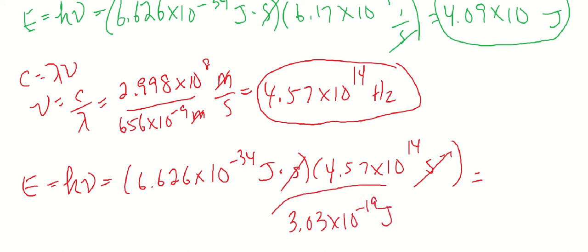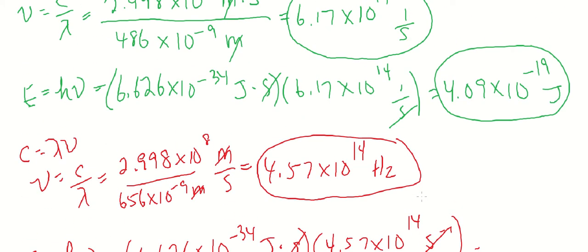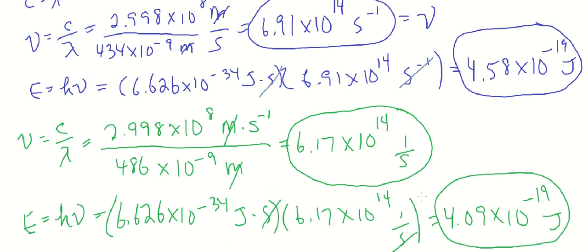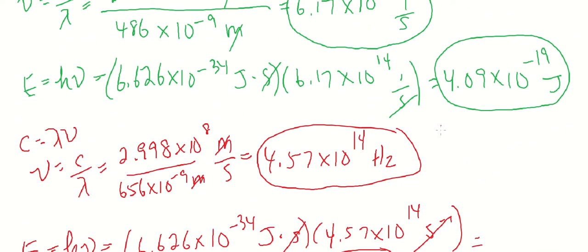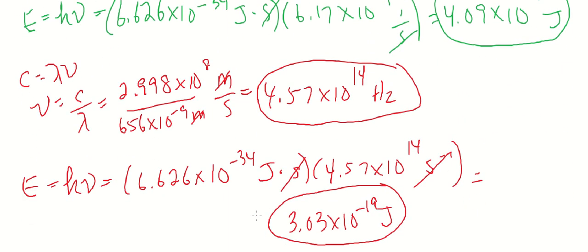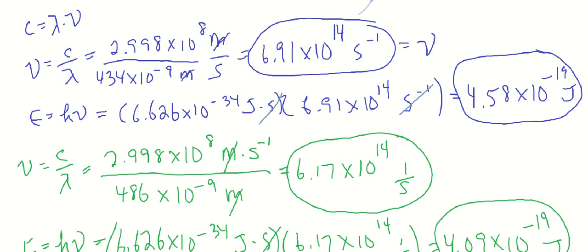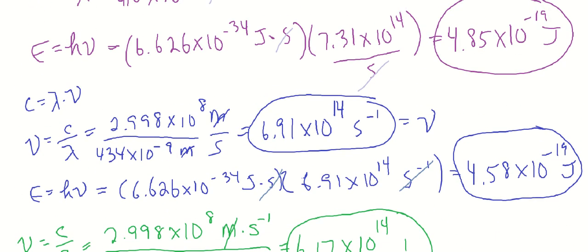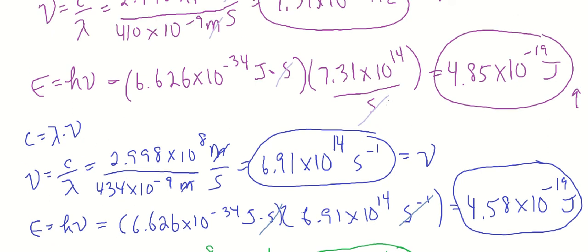All right, let's see if this makes sense. The red light is the lowest frequency, so it should have the least amount of energy, and the purple should have the most. So is that what we got? Yes, that's what we have. So this is the lowest energy, and this one here is the highest energy. So it all makes sense.